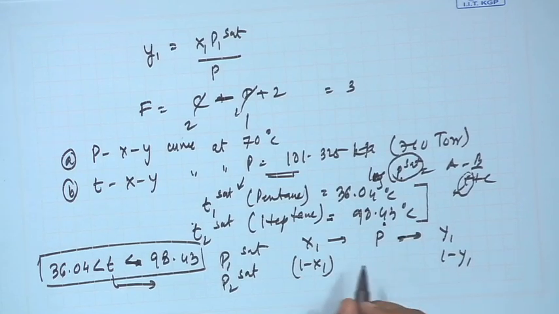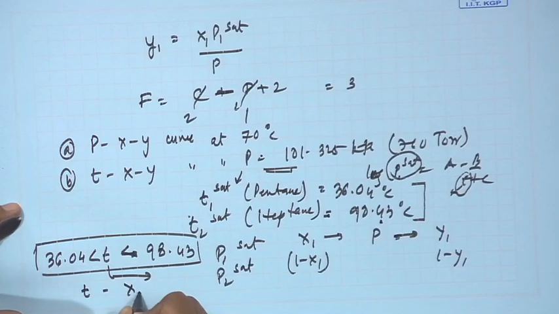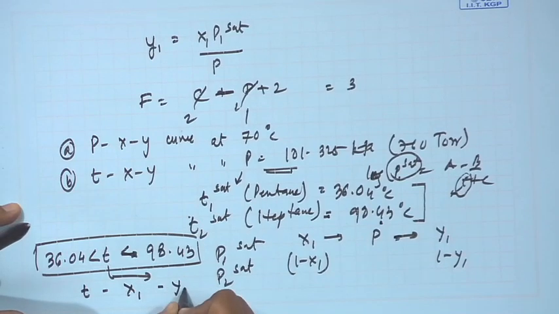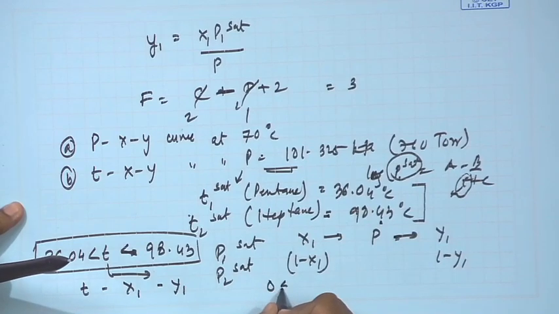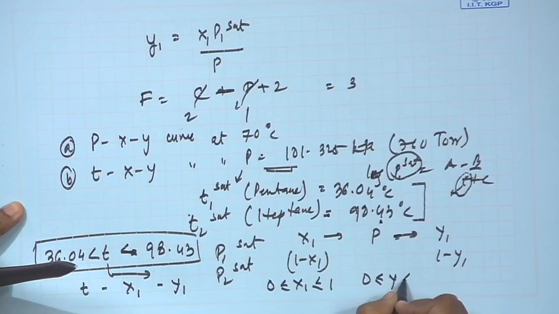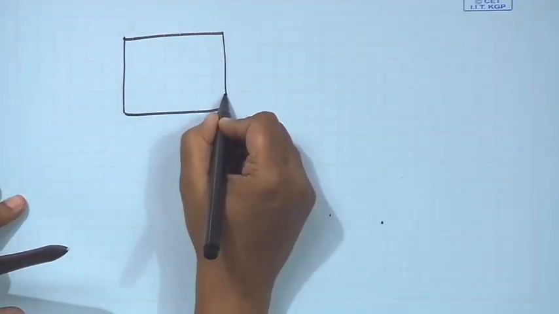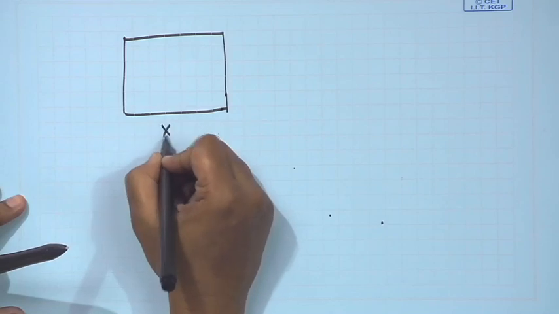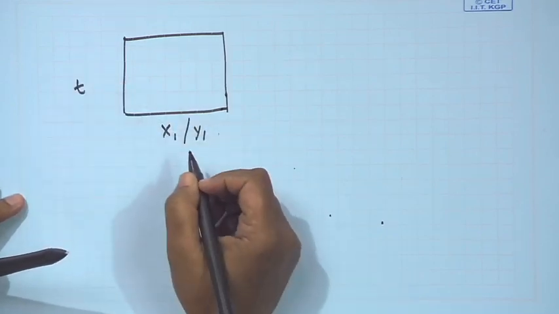Once we can do it, then for each particular temperature that we have selected, we can find out one particular x1, we can find out one particular y1, and where x1 varies from 0 to 1 and corresponding y1 also varies from 0 to 1. So, therefore, we can plot a txy plot also in this particular way, where on the x axis we plot either x1 or y1 and we plot temperature here.